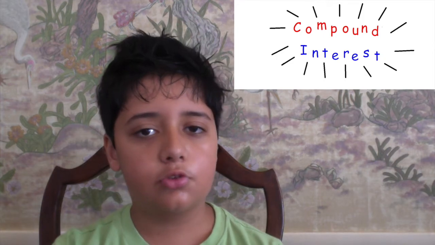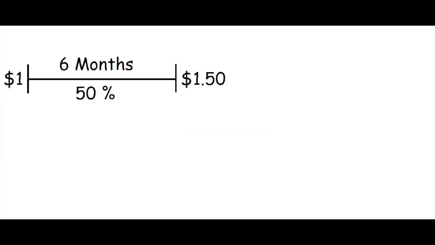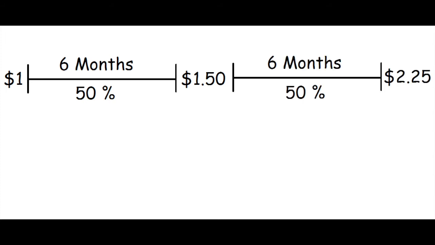The next type of interest is compound interest, where you charge interest on the interest. The first type of compound we'll talk about is a bi-yearly compound, where the interest compounds twice a year. So if you're charged 100% interest per year and compounded twice a year, that means you pay 50% interest for the first 6 months, so you'll owe $1.50. If you pay 50% interest for the next 6 months, you'll owe $2.25 after 1 year. This can also be written as (1 plus 1/2) to the power of 2.